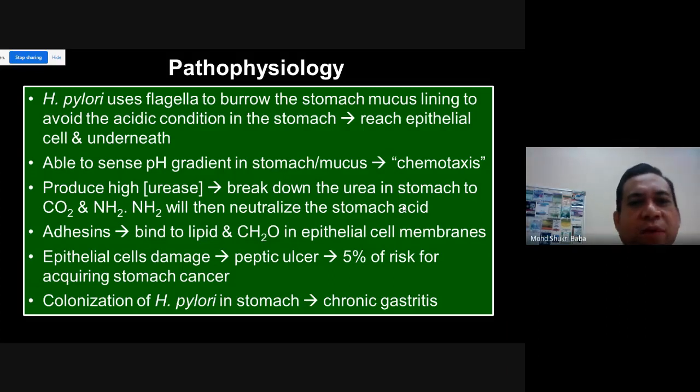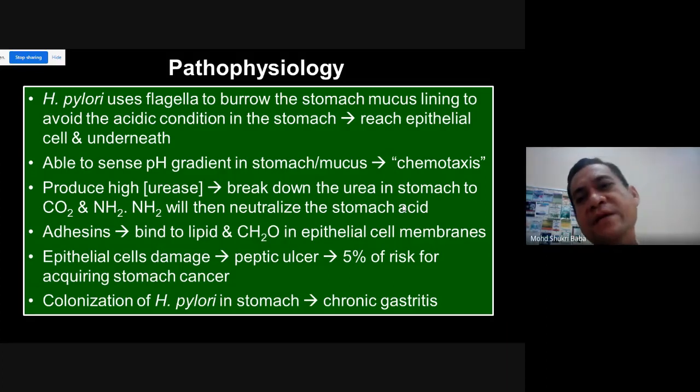So they are able to sense pH gradient in stomach and mucus, satu proses yang kita panggil chemotaxis. Chemotaxis meaning to say that the ability of the bacteria to sense the perubahan pH. Alright? Kalau tak pH pun, perubahan kandungan unsur elemen-elemen kimia, chemical elements dalam persekitaran dia. So dia boleh able to sense the gradient tu. So itu kita panggil chemotaxis.